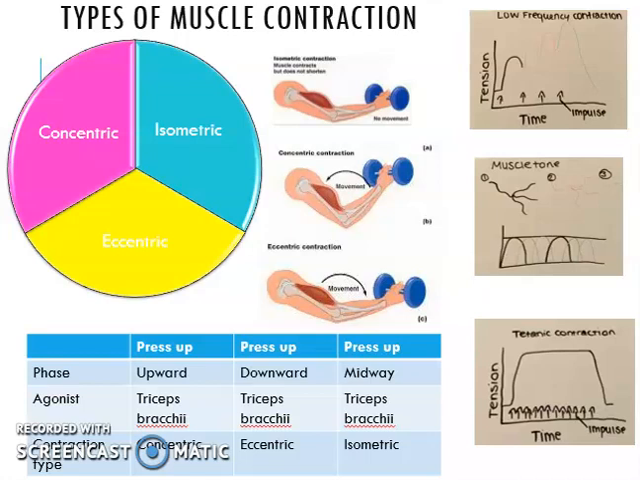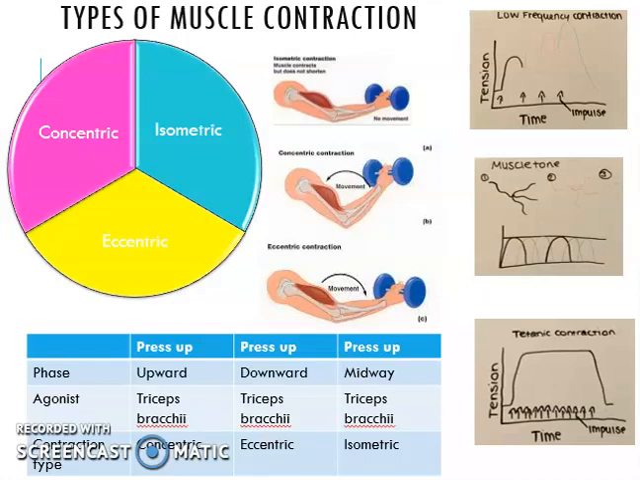As you can see in this table, during the upward stage of a press-up, the triceps brachii are creating a concentric contraction. Now, during the downward stage, the triceps brachii are producing an eccentric contraction, meaning that the triceps brachii are lengthening. Lastly, during the midway stage, the triceps brachii are producing isometric contraction as the downwards force is equal to the muscular force being exerted by the muscles.